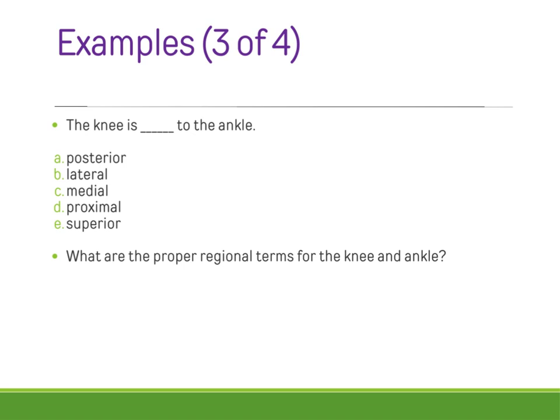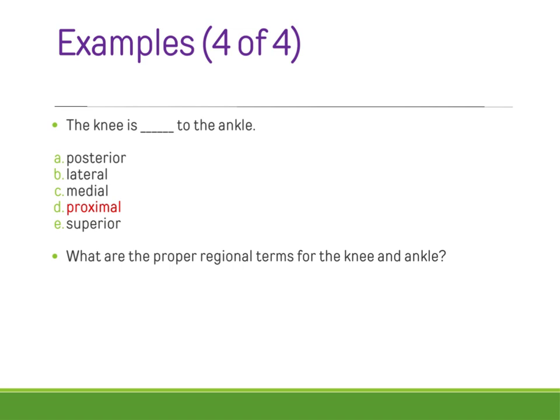So I have all of these answer choices, but I'm comparing two structures that are on the same limb. So that immediately gets rid of most of my answer choices. Can't be posterior, can't be lateral, can't be medial, can't be superior. Why? Because I'm comparing two structures on the same limb. Two structures on the lower limb. The only terms I'm going to use to describe them is either proximal or distal. And I don't have distal as an answer choice. So my answer is proximal. That would be one way to do this question.